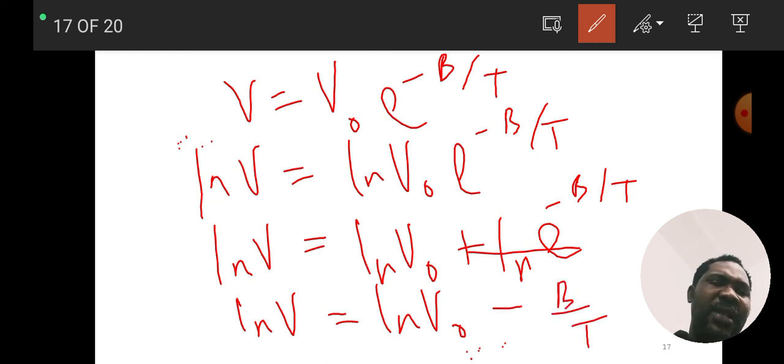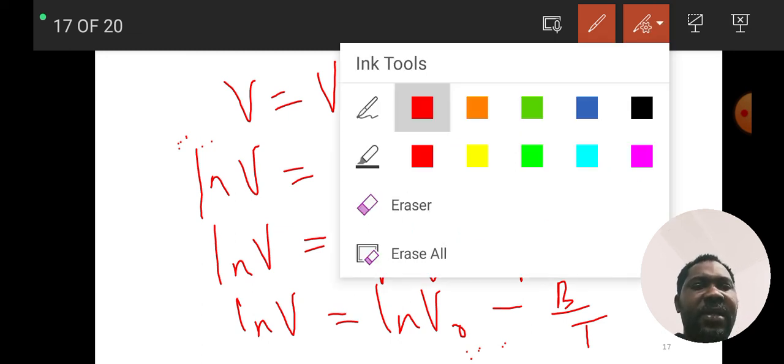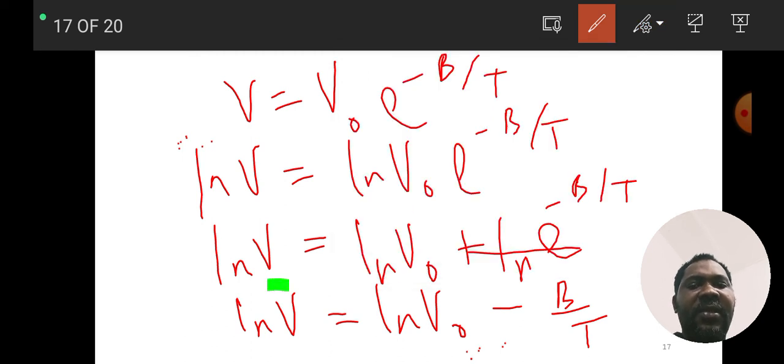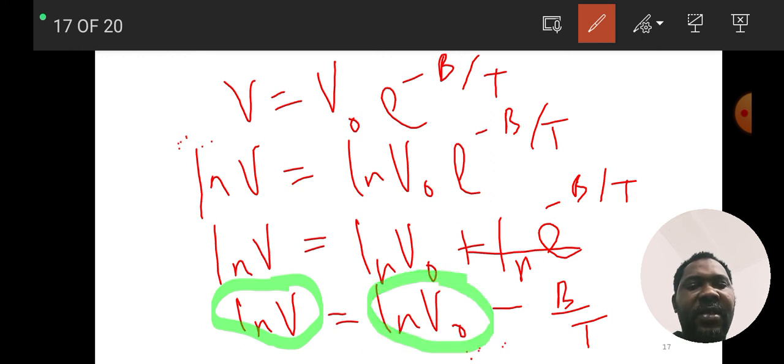Now, if you look at this, it is already looking like a straight line. The reason being that ln v here is a variable, okay? Ln v is a variable. Ln v naught is a constant, so ln v can be our y. Ln v naught is a constant, which is our c. Then b over t is constant over variable. That's constant variable. That can be our mx.